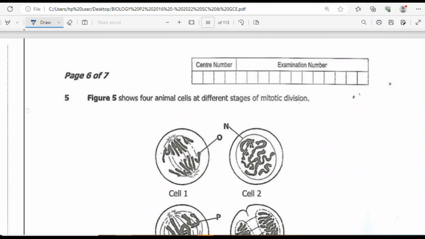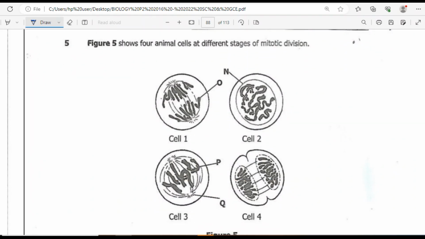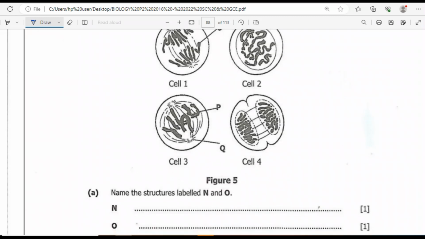Then we have question 5. Figure 5 shows 4 animal cells at different stages of mitotic cell division. Okay, so cell 1, cell 2, cell 3, cell 4. Okay, now let's look at the first question. Name the structures labeled N and O.